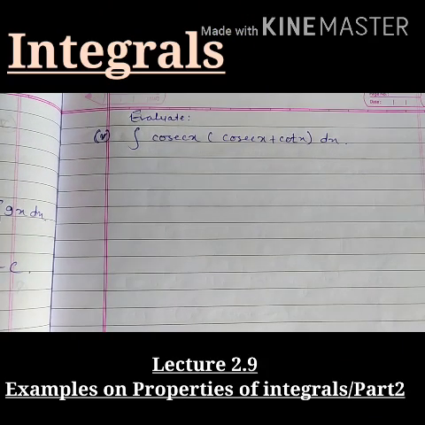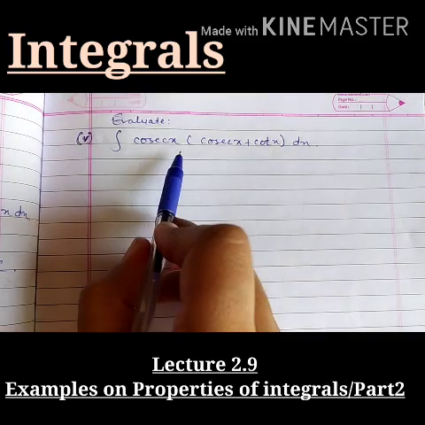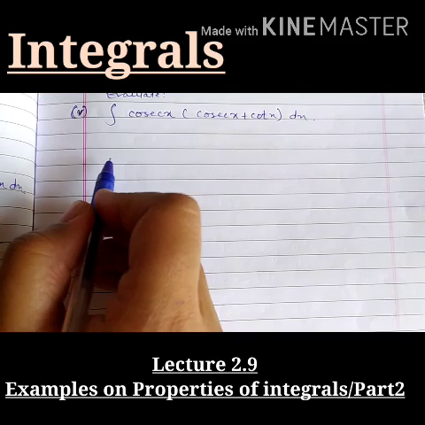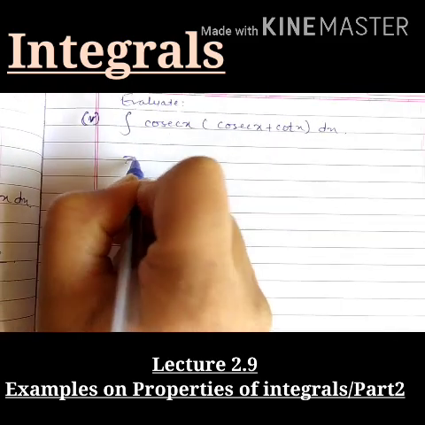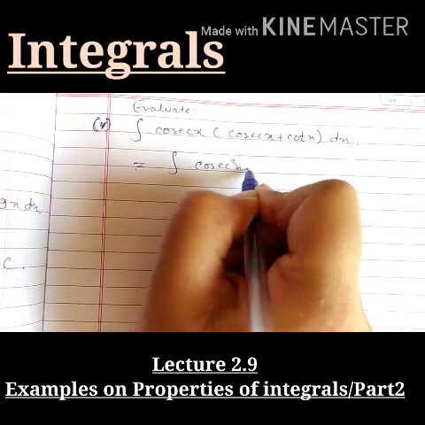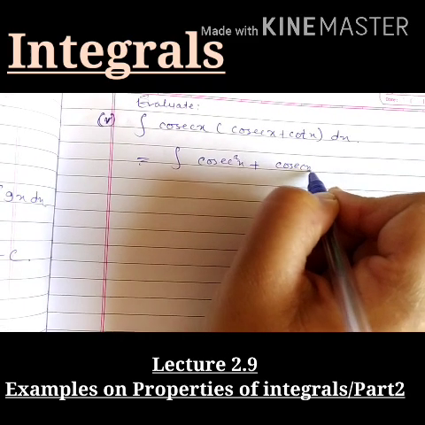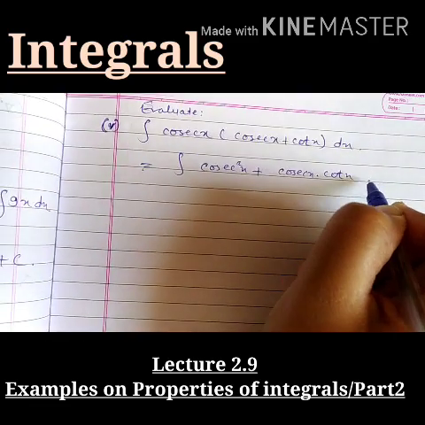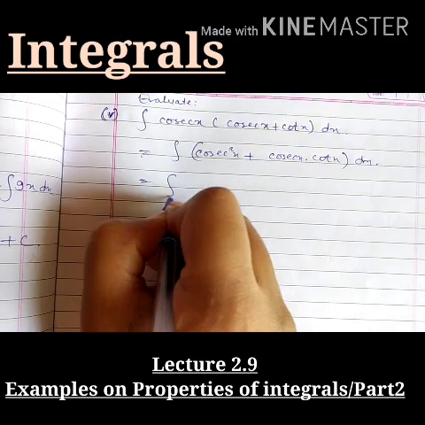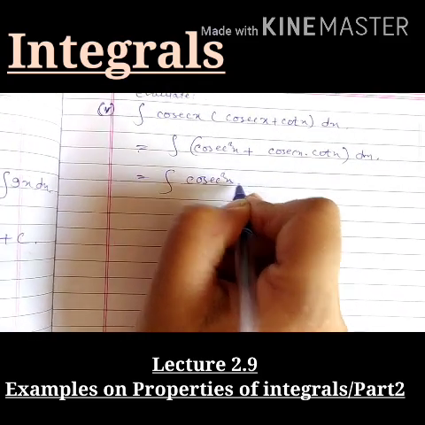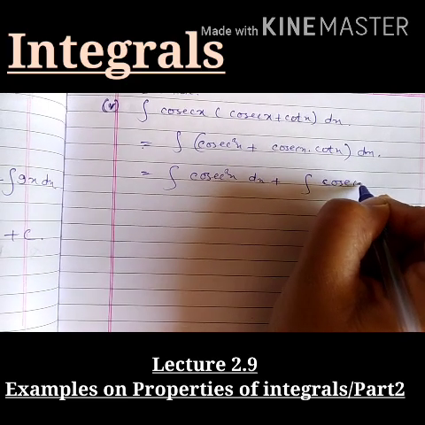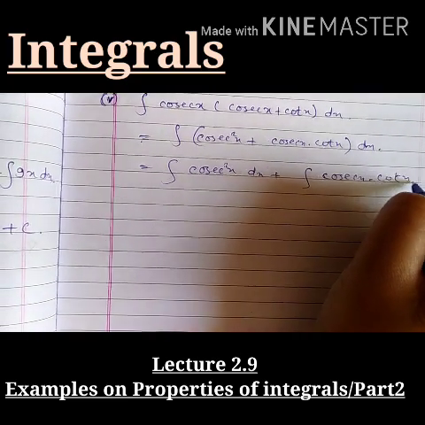Now the fifth example, evaluate the integration of cosec x into bracket cosec x plus cot x. Now we'll multiply inside. What we are getting? Integration of cosec square x plus cosec x into cot x bracket dx. Now we'll separate the integral. Integration of cosec square x dx plus integration of cosec x into cot x dx.